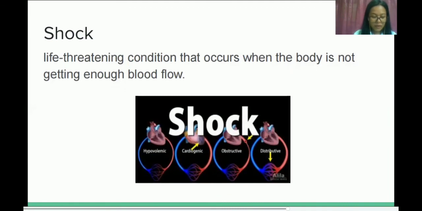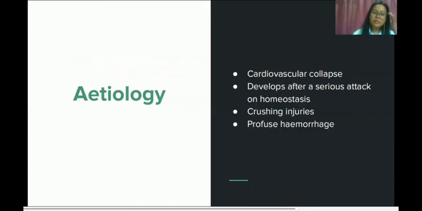Lack of blood flow means the cells and organs do not get enough oxygen and nutrients to function properly. This can lead to damage of organs. Shock requires immediate treatment and it can get worse very quickly. Now we go to the etiology of shock.